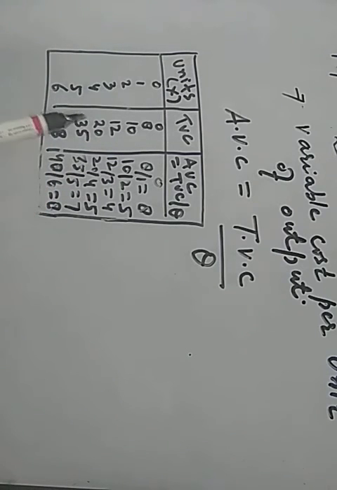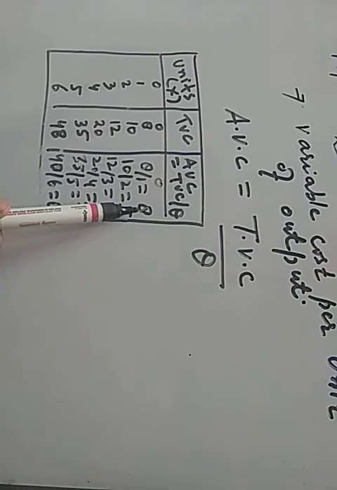Total variable cost initially increases at a decreasing rate, then increases at an increasing rate. Why is it so? I have already explained the reason for this trend in my previous lecture.